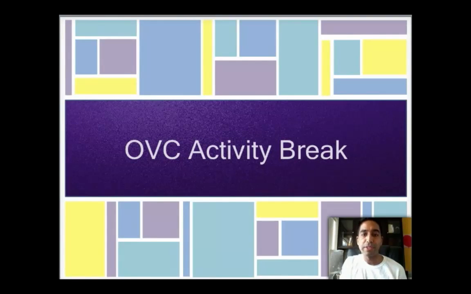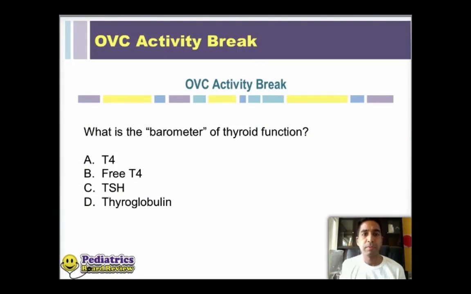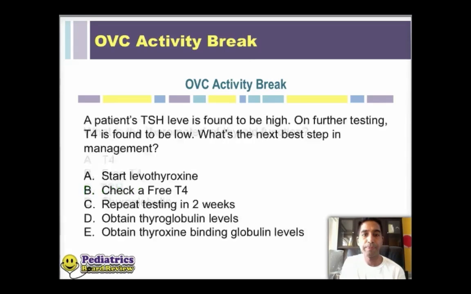All right, it's time for an OVC activity break. What is the barometer of thyroid function? Is it A, T4, B, free T4, C, TSH, or D, thyroglobulin? I'll give you a couple more seconds, and just remember you can always pause this to answer. And the answer is C, TSH. Just remember that your TSH levels are going to give you an indication as to whether or not there's potentially a problem going on with your thyroid or not.